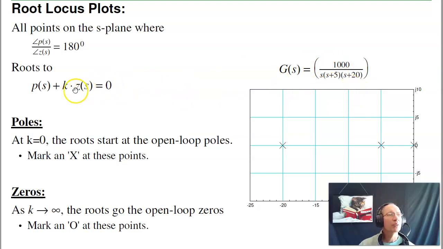Now note, when K equals 0, the roots are the open loop poles. So put an X at those three spots, 0, -5, -20. As K goes to infinity, the roots go to the zeros. In this case, there aren't any zeros, so I don't mark that. If I did have a zero, I'd put a 0 there.